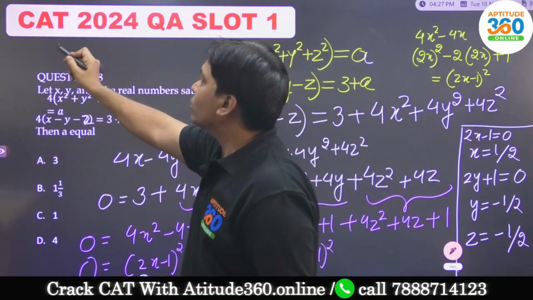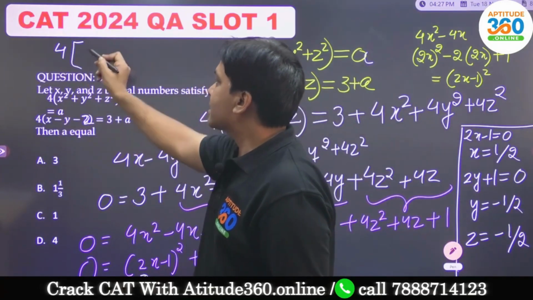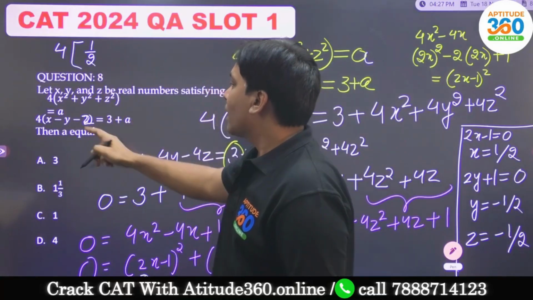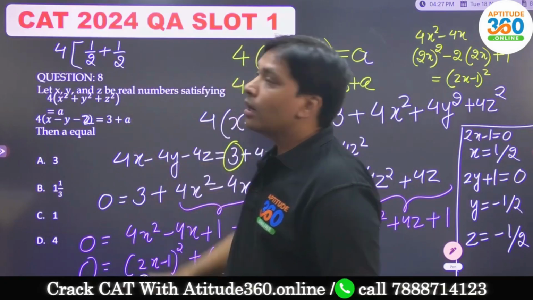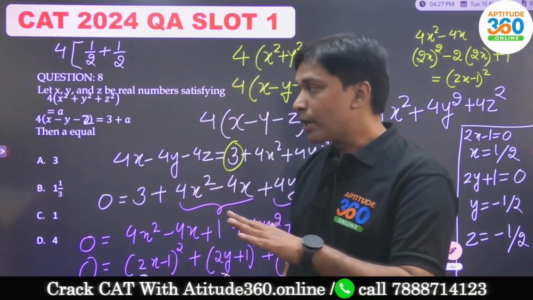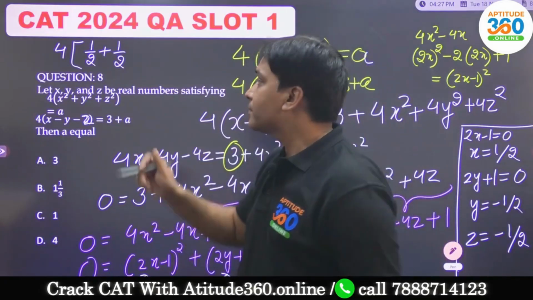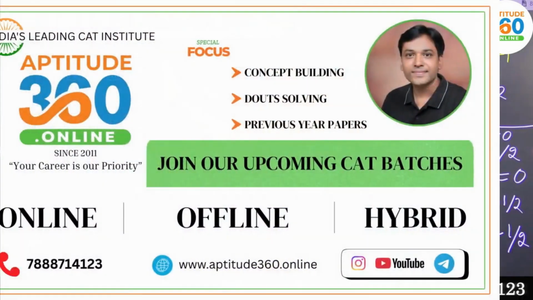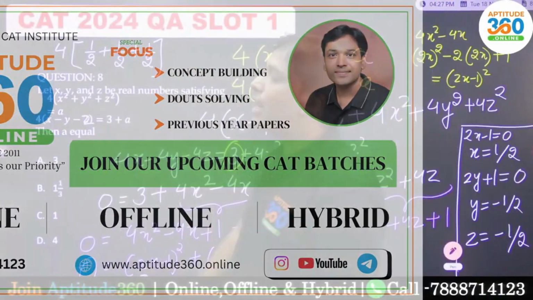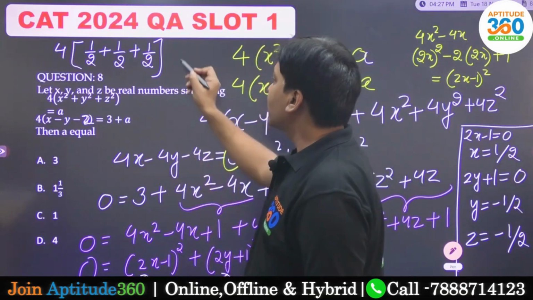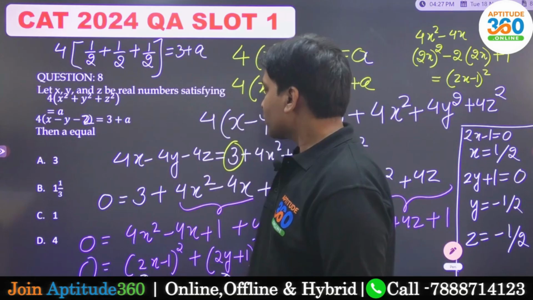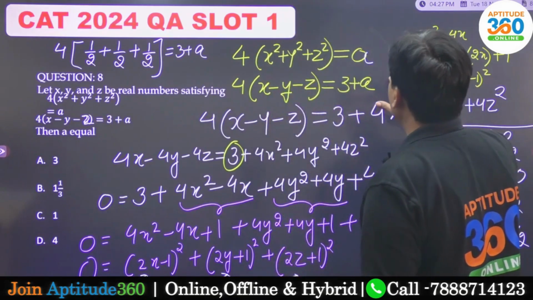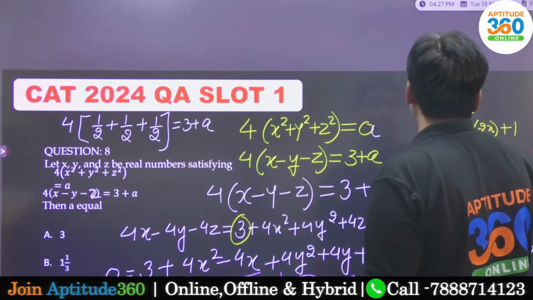So what I can do? 4 times x is 1 by 2 minus 1 by 2, so minus y will be plus 1 by 2 because the value of y is negative half. Similarly, z is negative half, so negative z will become half, and this is nothing but 3 times of a. Simplify kar lete hain. If you simplify this, what is the value that you are going to be getting?